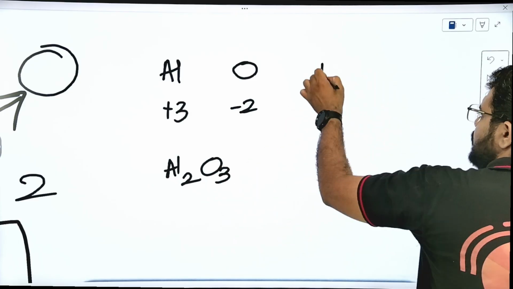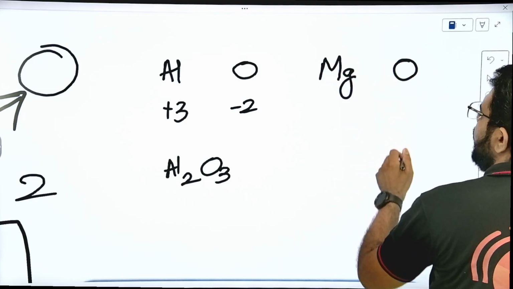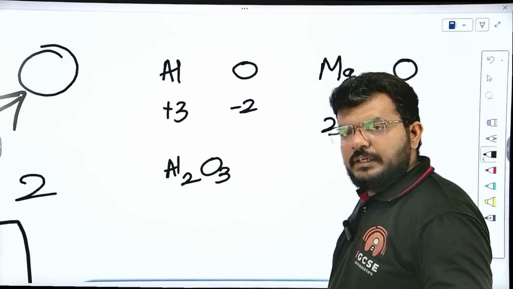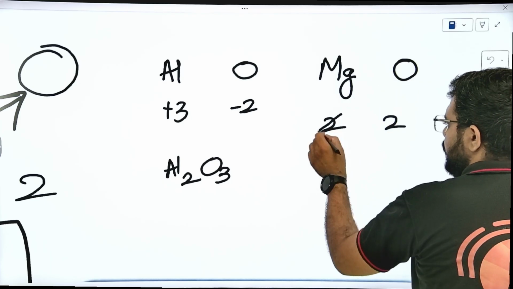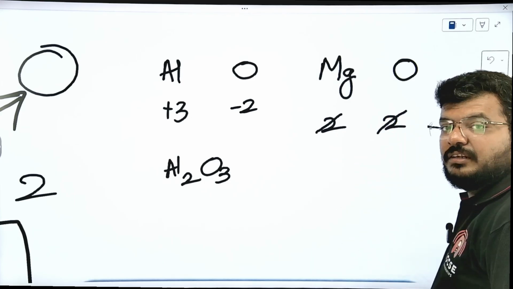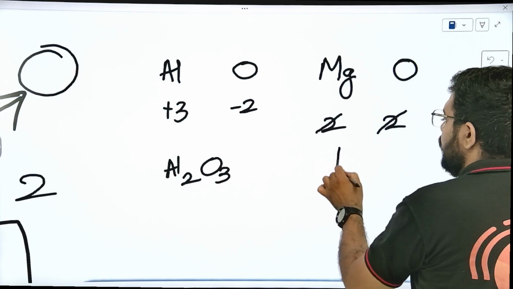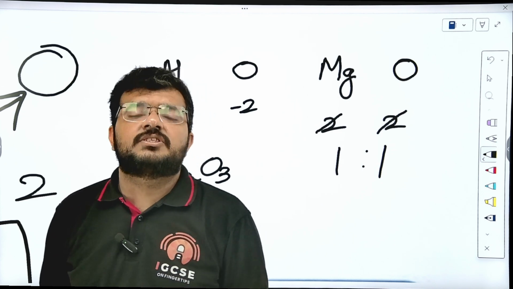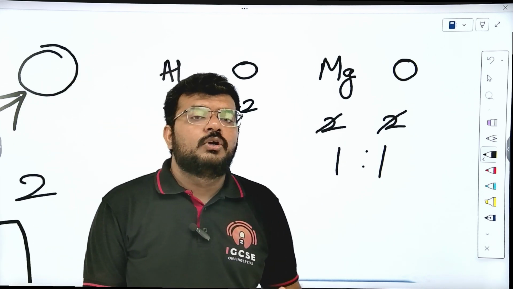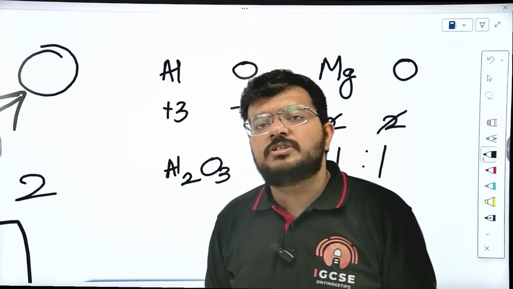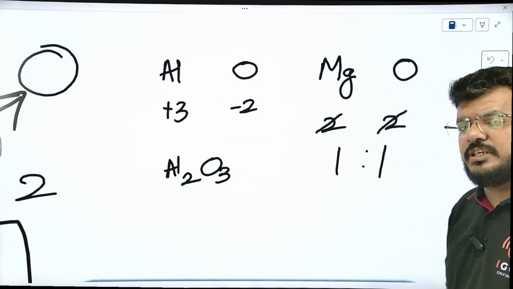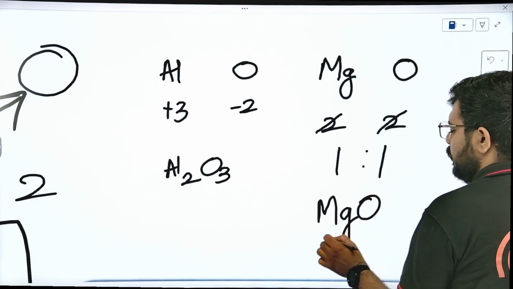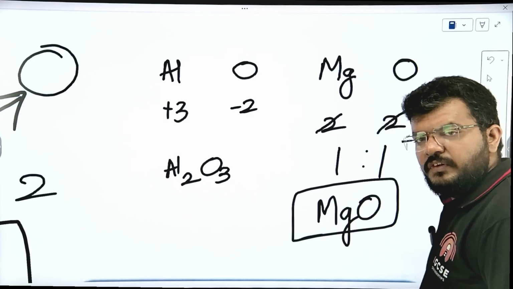But also let's use the cross method to understand how to write the formula of MgO, right? I'll write 2 and 2 over here. Now what you do is you will cancel out and find the lowest whole number ratio, which is 1:1, because when you are crossing over, you are actually finding the ratio in which they combine. If you want to find the ratio, you need to bring it to the lowest whole number possible. That is what a ratio is, right? 2 by 2 is not a ratio, but 1 by 1 can be. So the formula becomes MgO, right? So this is how you find out the formula.